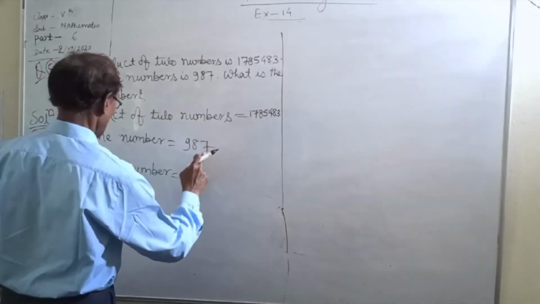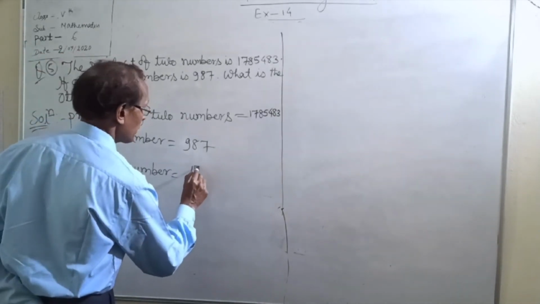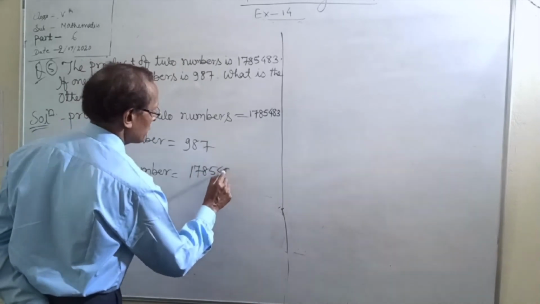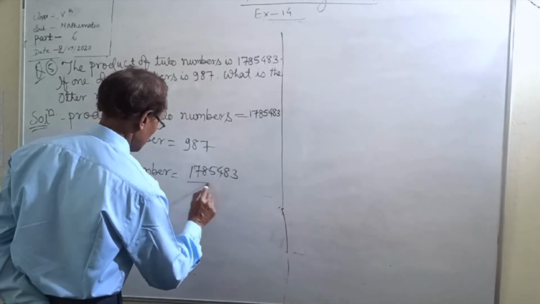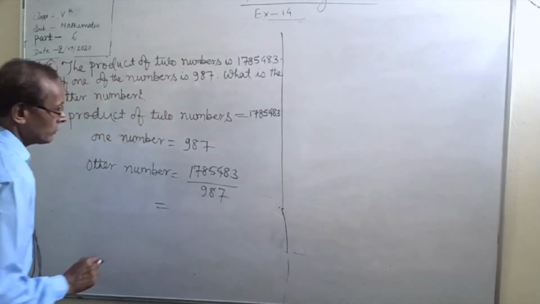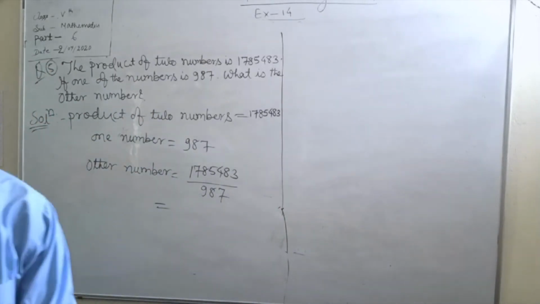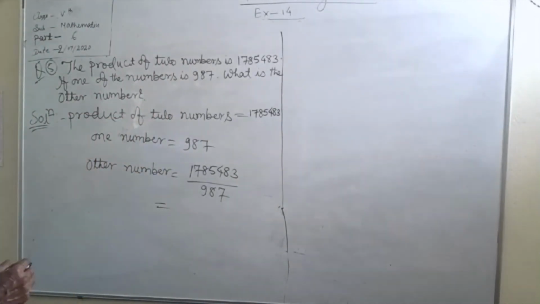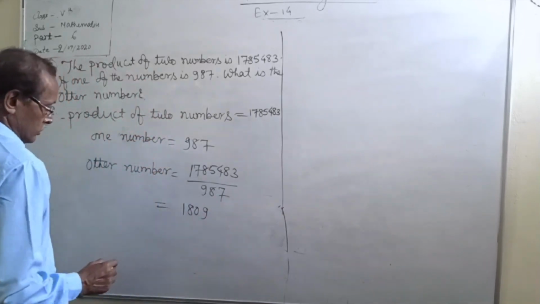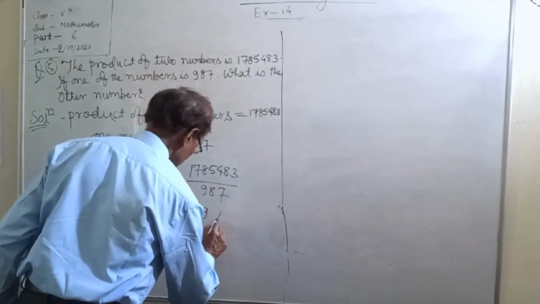Divide the product by the one number, and in this way you will get the other number. One number is 17,85,483 and divide it by 987, and after division you will get the value. If you divide this by this value, you will get the other number.